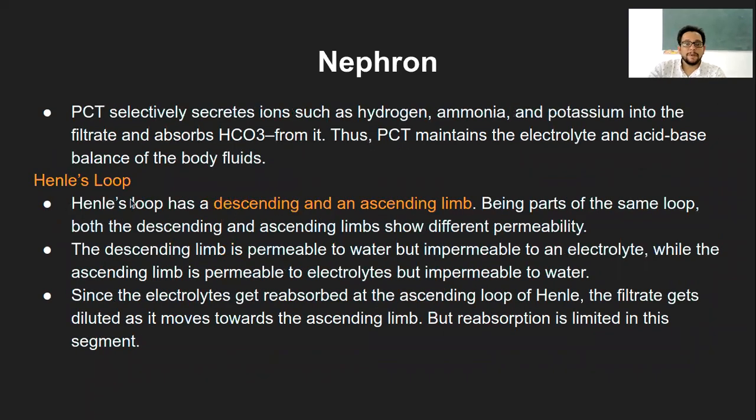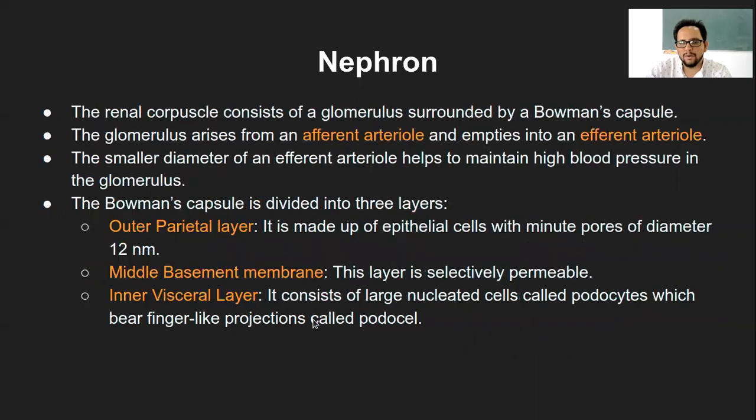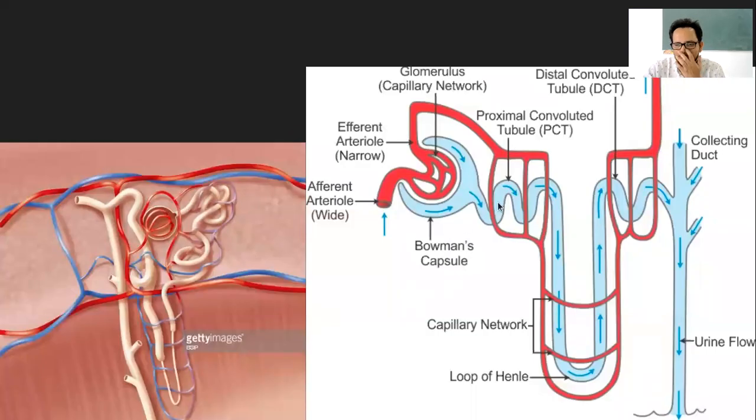So with respect to Henle's loop, it has a descending and an ascending loop. Now what does it mean by descending and ascending loop? Usually by virtue of saying it, we say the first one is ascending and the second one is descending. But in the case of Henle's loop, if I show you the diagram, the one which goes down is the descending loop. And then the one which comes up again is the ascending loop. So the first one is the descending loop, then the U shape, and then the ascending loop.